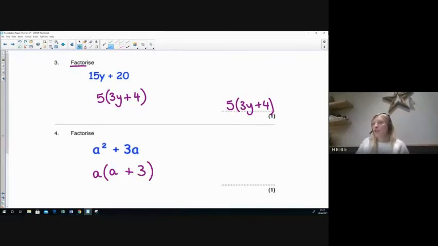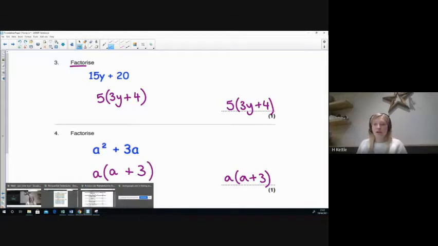So if I want to check that my answer is correct, I could do a times a, which is a squared, and a times 3, which is 3a. So again, we've put it into brackets. I'm just going to write it again over here on the answer line. And that's my final answer.